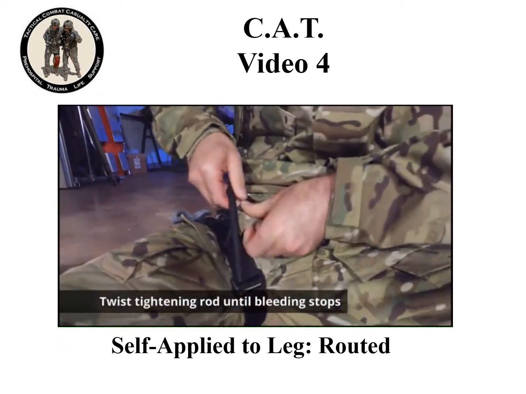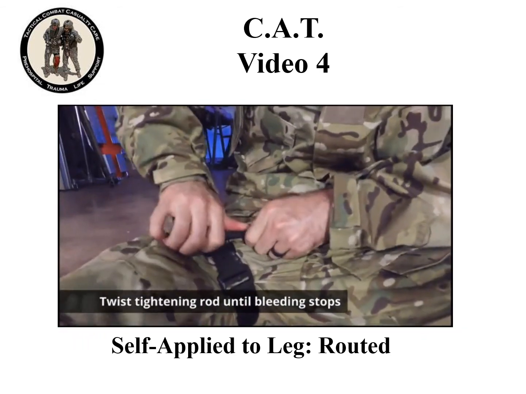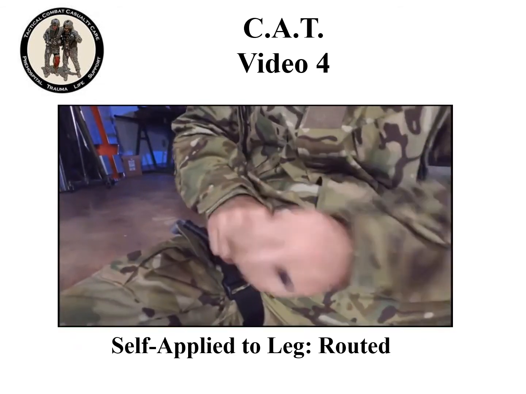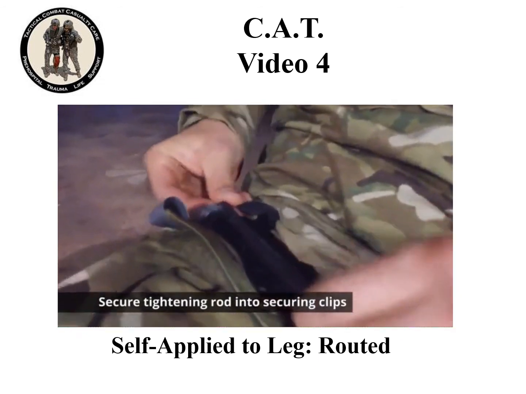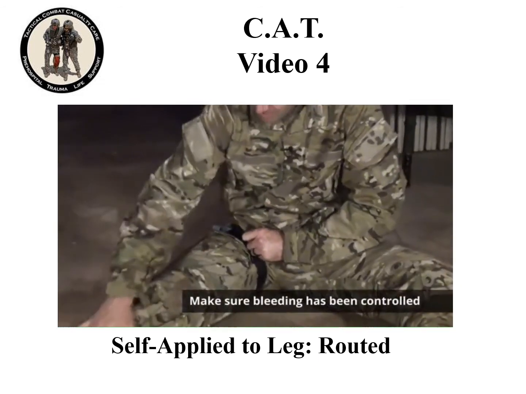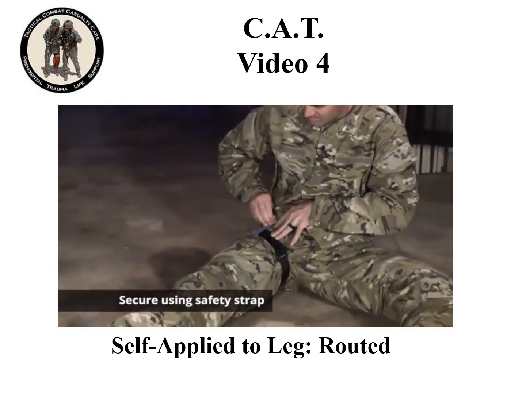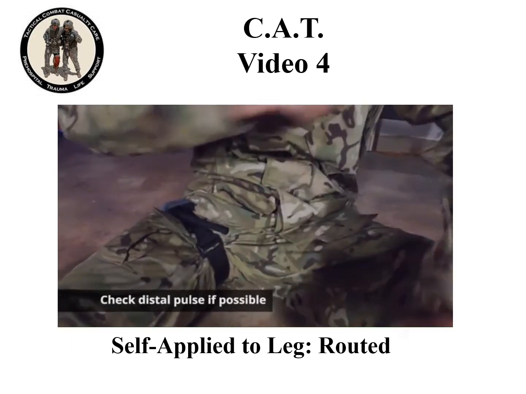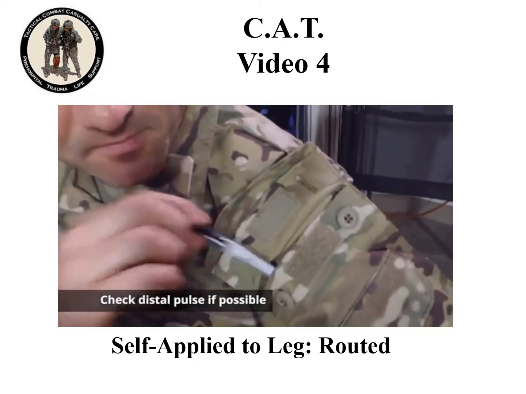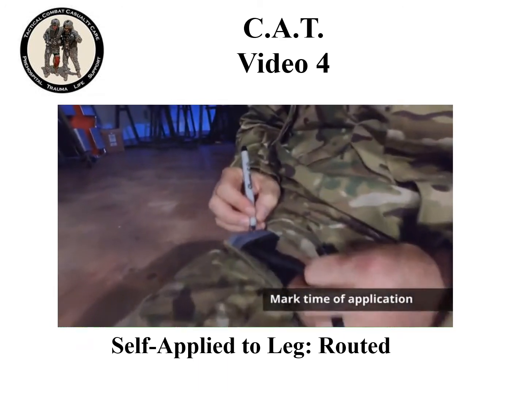Use the tightening rod to tighten until bleeding stops. Secure the tightening rod in the securing clips. Make sure bleeding has stopped, and secure with the safety strap. Do not forget to mark time on the tourniquet.